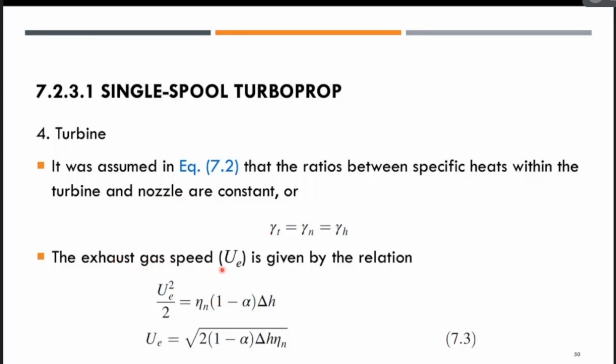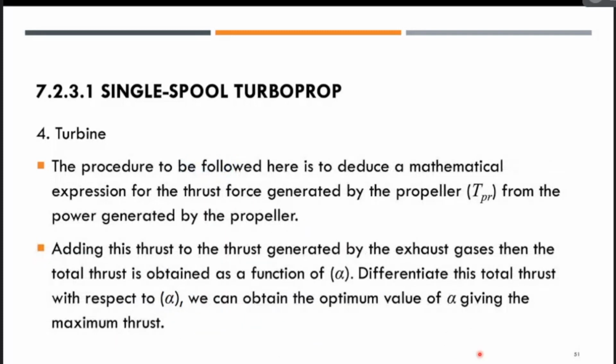The exhaust gas speed UE, the speed that leaves the nozzle section, is given by the following relation, which can be used to find the exit exhaust velocity, equation 7.3. The procedure to be followed here is to deduce a mathematical expression for the thrust generated by the propeller, TPR, from the power generated by the propeller. Adding this thrust to the thrust generated by the exhaust gases, the total thrust is obtained as a function of alpha.